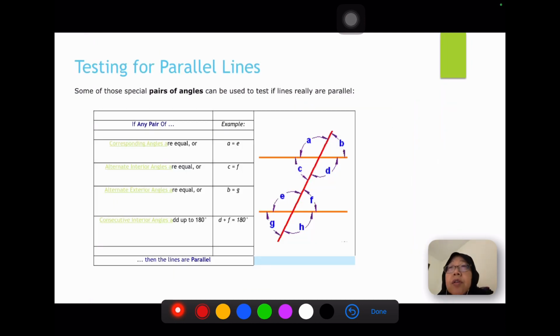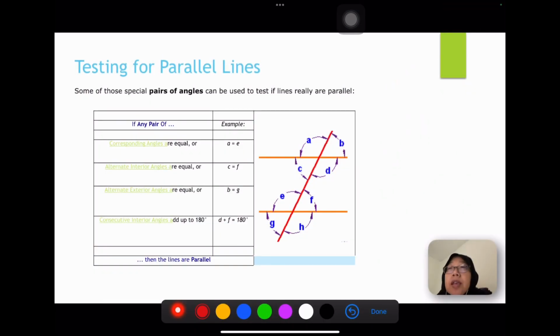Okay, so this is testing for parallel lines again. All right. Okay, so I have to make it a bit brighter because I can't see really well. Okay.